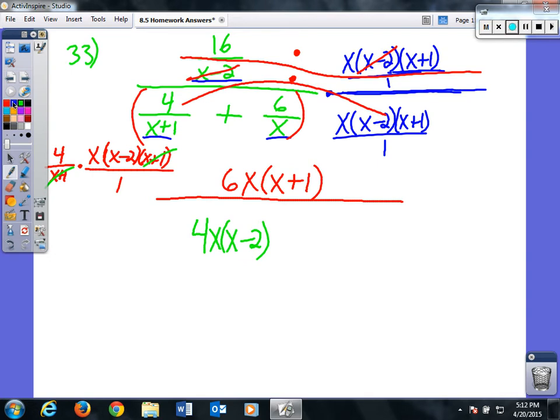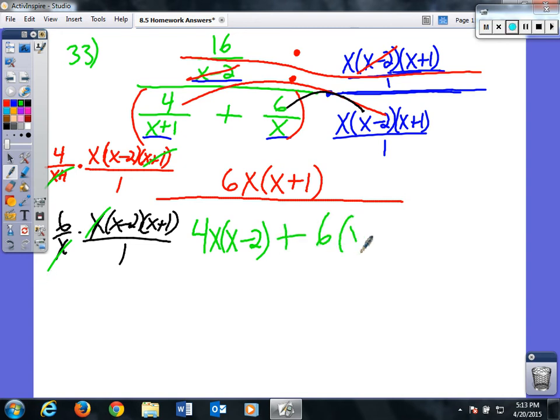All right, now let's take the x times x minus 2 times x plus 1 and multiply by the last piece, the 6 over x. So we have 6 over x times x minus 2 times x plus 1 all over 1. So the x on top cancels with the x on bottom, and we have 6 times x minus 2 times x plus 1.